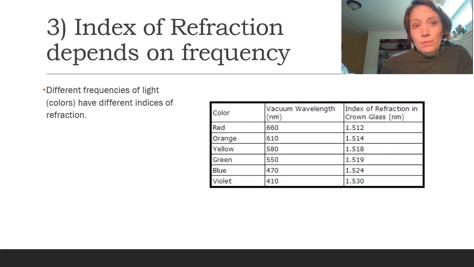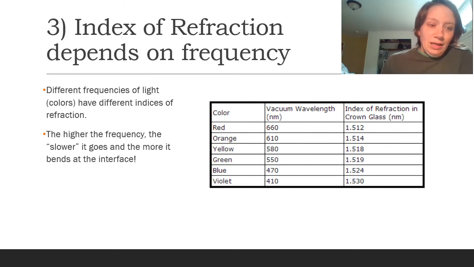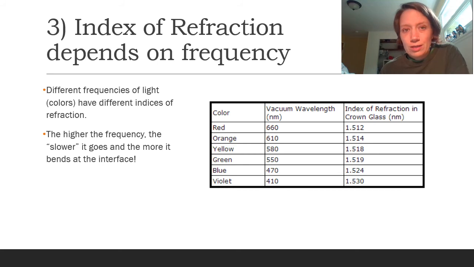They all go the same speed in vacuum, but once you start going into glass or plastic or other things, different colors of light are going to go at different velocities. The rule of thumb is that the higher the frequency of light, the slower it goes. So that means the purpler it is, the slower, and the more it is bending at the interface. So red does not bend as much as purple bends.